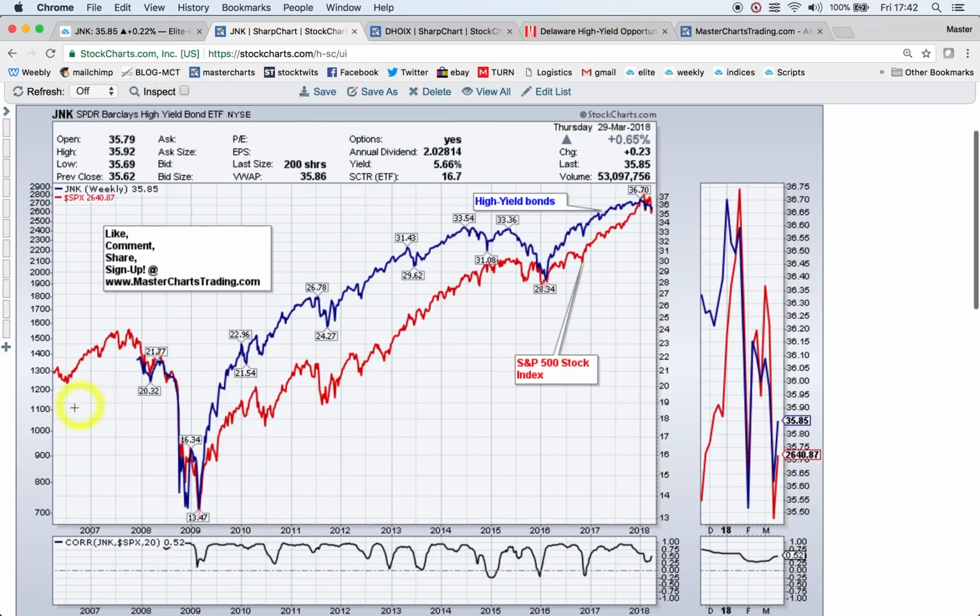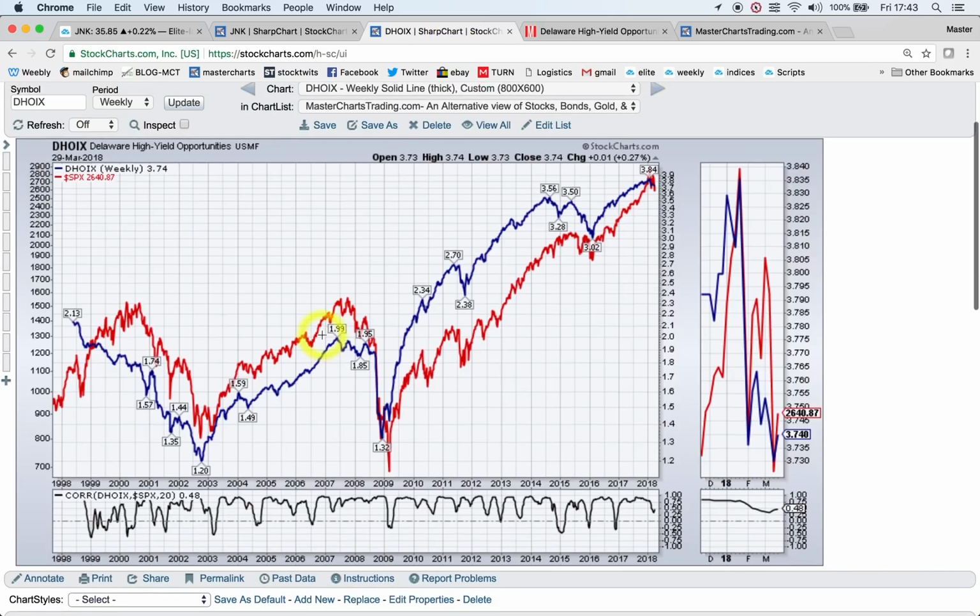Now, I wanted to see more history, and I couldn't find an ETF proxy, so I had to look at a high-yield fund which had history going back to 1998, I believe. So here's one, it's DHOIX, the High-Yield Opportunities Fund, basically a high-yield corporate bond fund, so junk bonds. Here also we could see a pretty good correlation. You can see that more or less stocks and junk bonds specifically move in lockstep together.